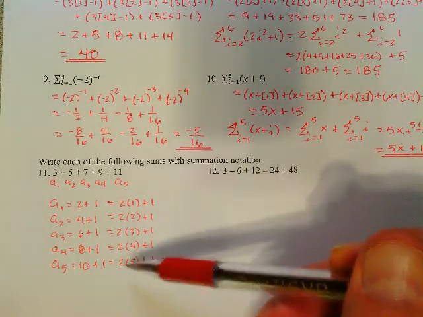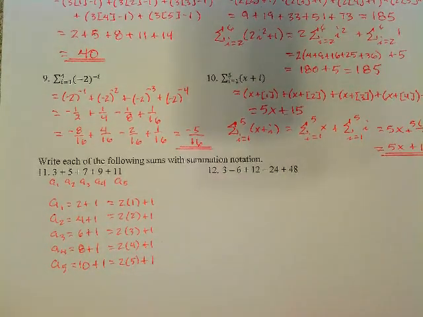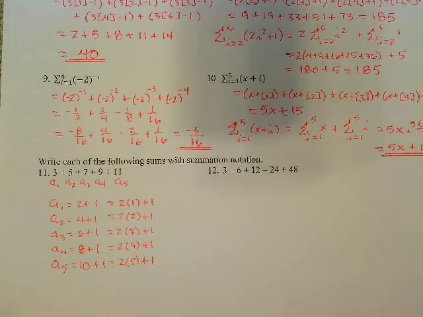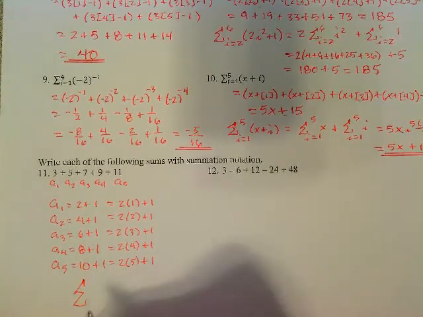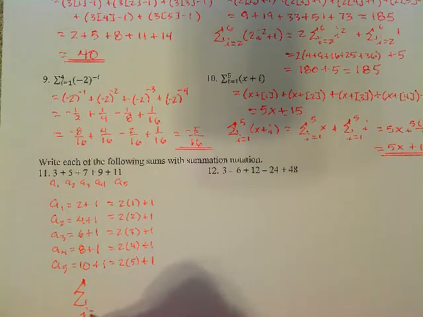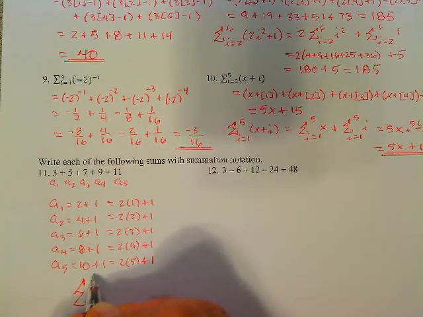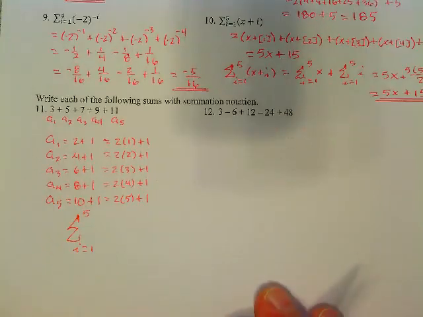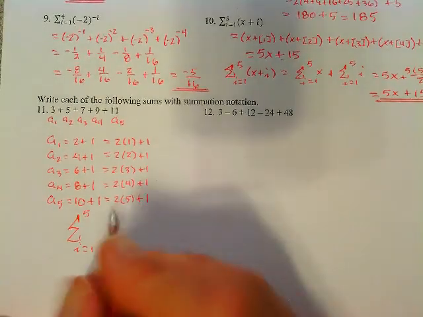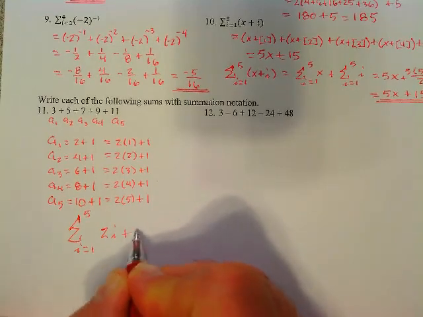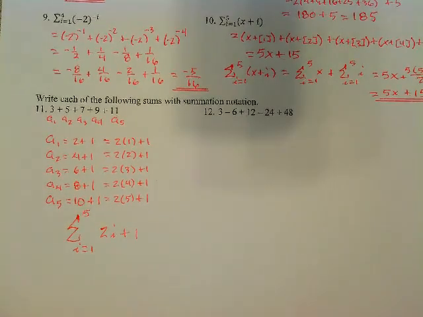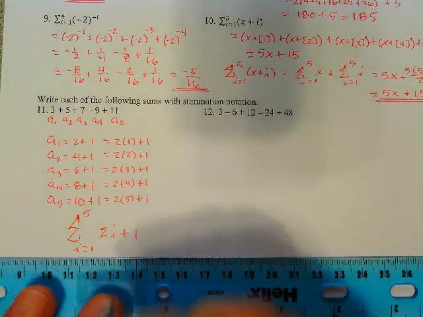Find the set of numbers that will match my subscripts, and that will allow me then to write it in a general form. And so my summation notation is i going from 1 to 5, and it's basically 2 times i plus 1. And so there is my general form.